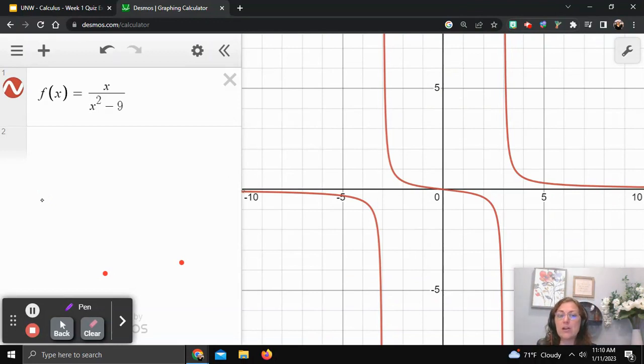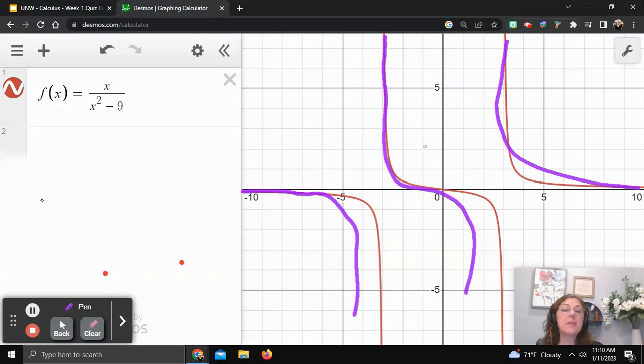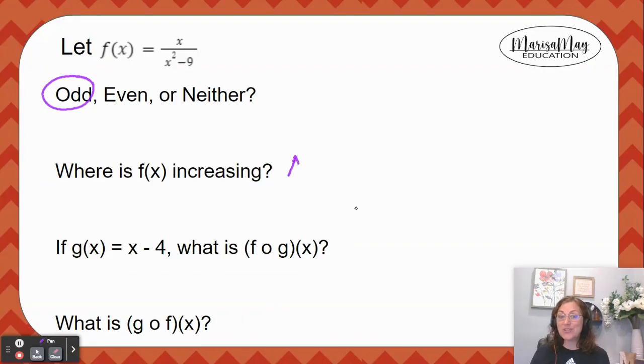So when I trail my eye with the graph, these y values are going down. Okay? These y values are going down. Remember, I have to go from left to right. These y values are going down. Okay? So I know that f of x is not increasing at all for this function. So we'll just say that it's not increasing here.